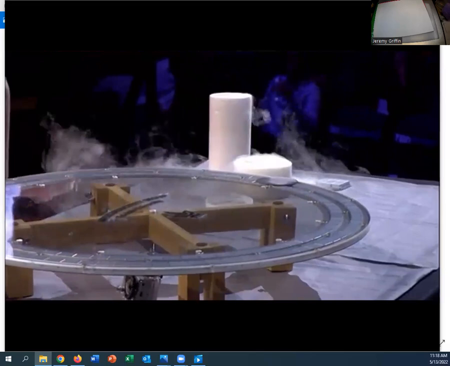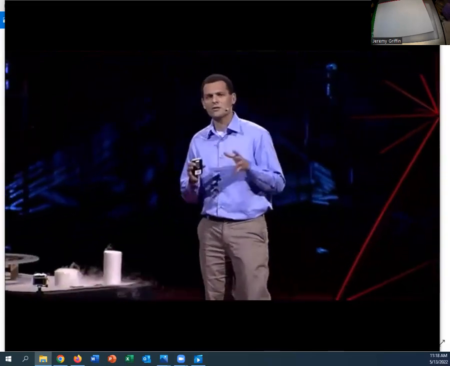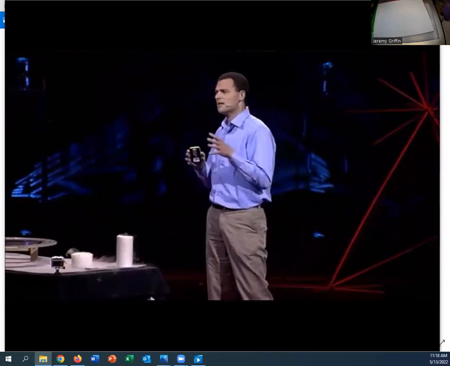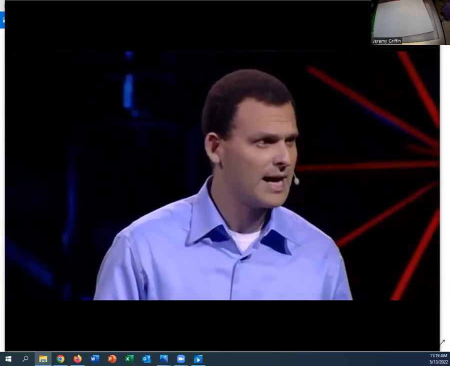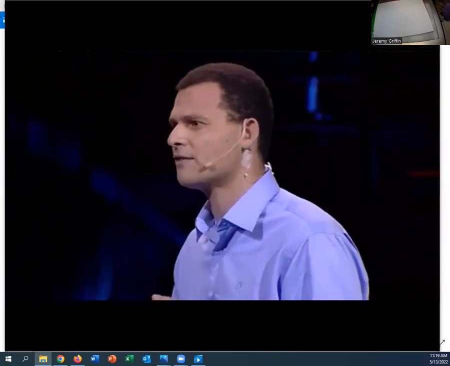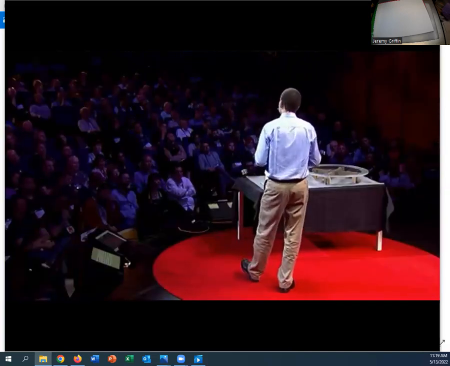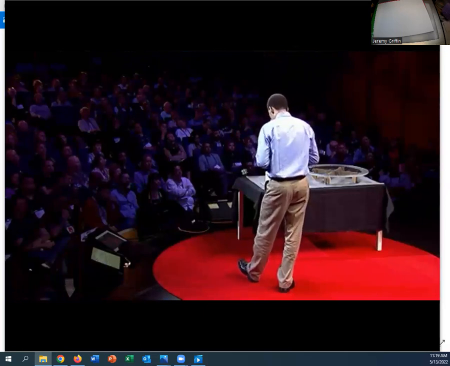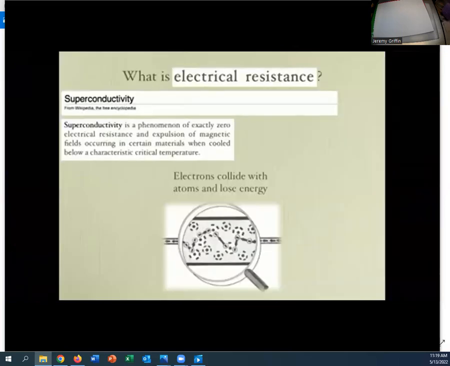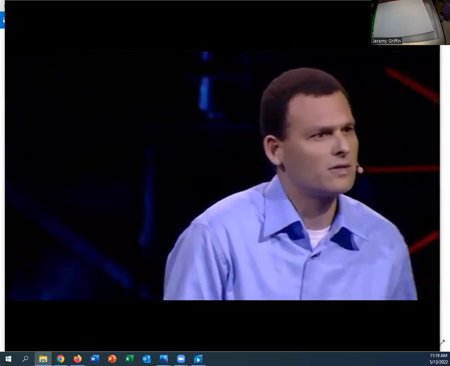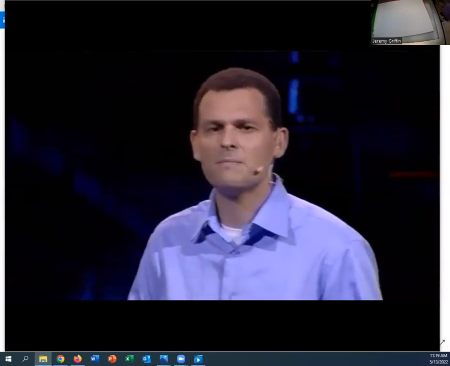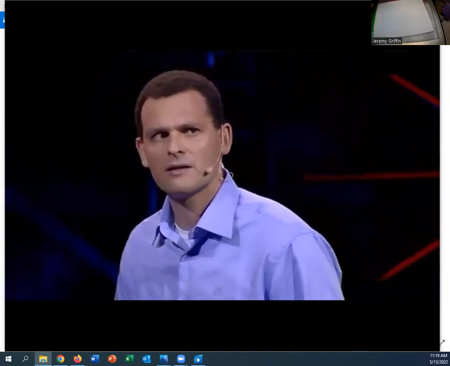So a superconductor is defined by two properties. The first is zero electrical resistance, and the second is the expulsion of magnetic field from the interior of the superconductor. That sounds complicated, right? But what is electrical resistance? Electricity is the flow of electrons inside the material. And these electrons, while flowing, collide with the atoms. In these collisions, they lose a certain amount of energy, and they dissipate this energy in the form of heat. And you know that effect.